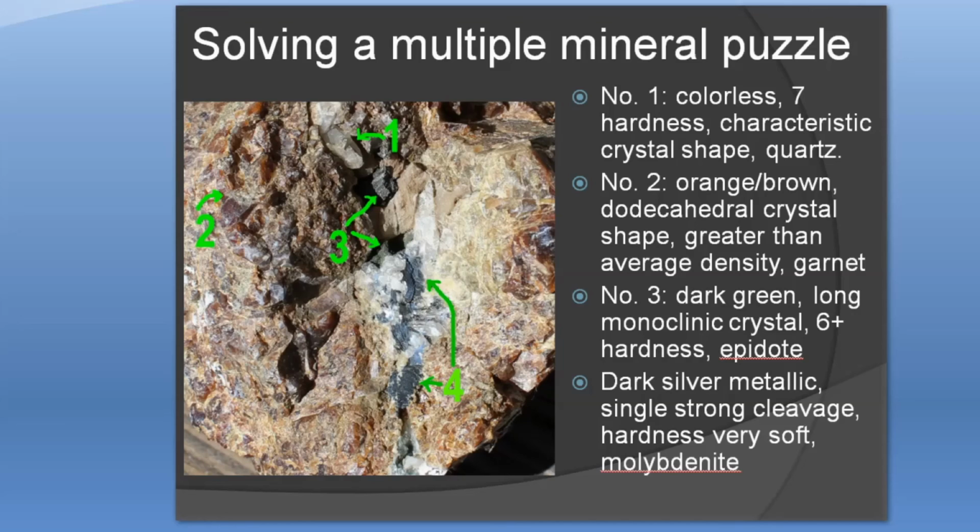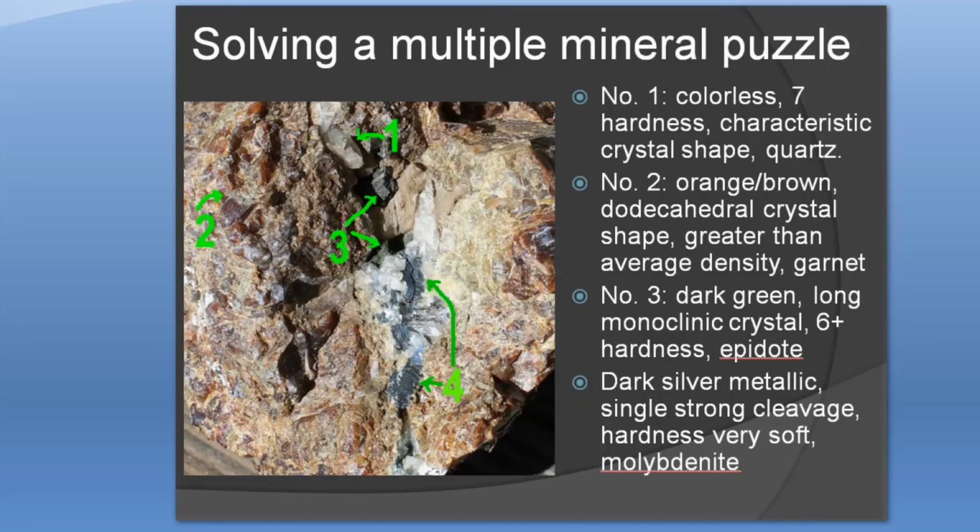And then the number 4 designated, this is a dark silver metallic. In the picture, it looks dark to almost black, but if you're looking at it in a hand specimen, it's clearly dark silver colored. It has a really strong single cleavage and a super soft hardness. I mean, it's super soft, and it is molybdenite, which is the ore of molybdenum, which is actually why I picked up this specimen, because it's molybdenum ore.